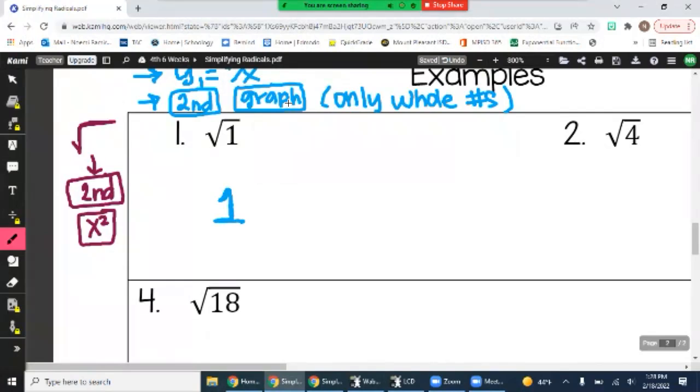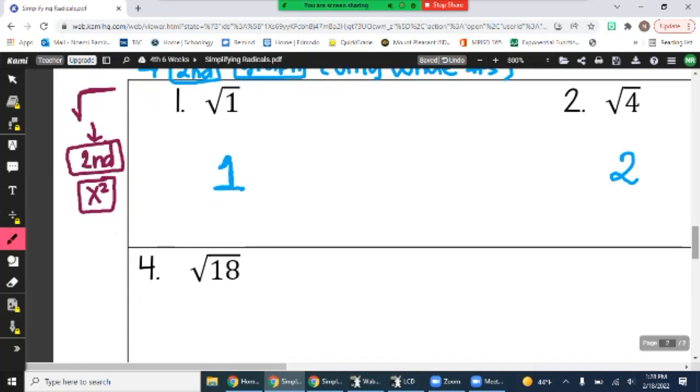What about the square root of 4? 2 times 2 is 4. So 4 is a perfect square. They give you whole numbers. Some of them are that easy. On your assignment, you're not going to have any perfect squares, by the way. Ready?